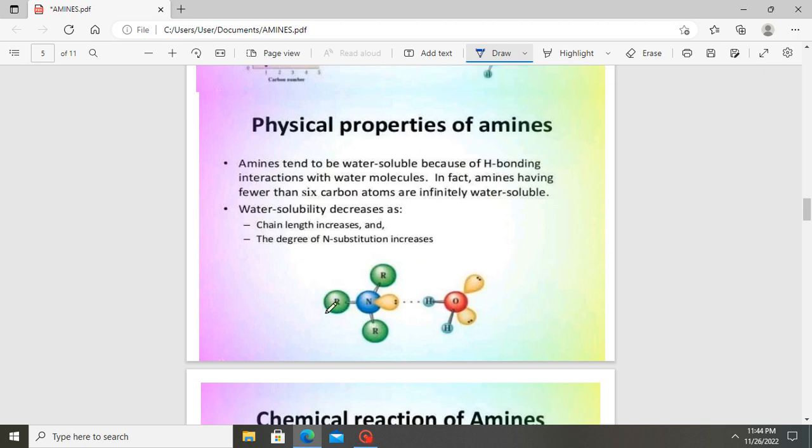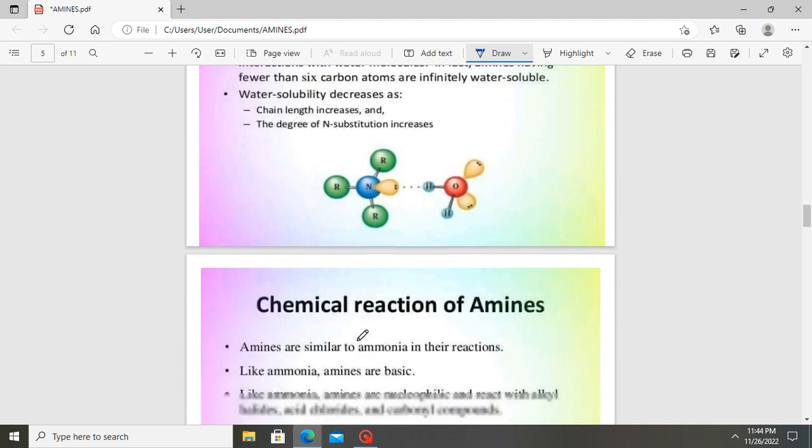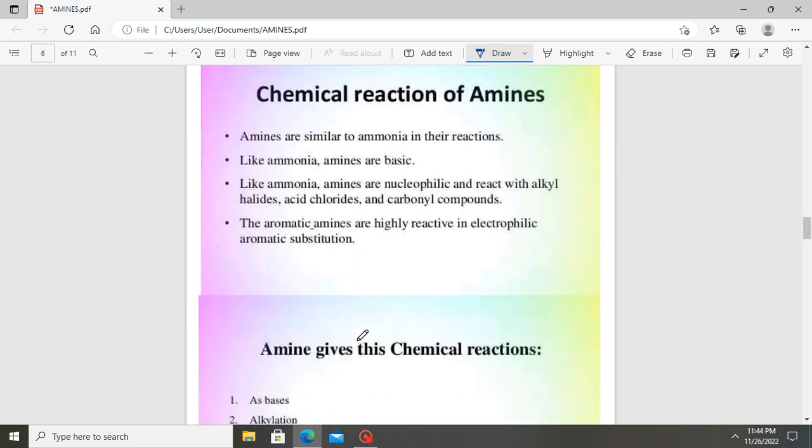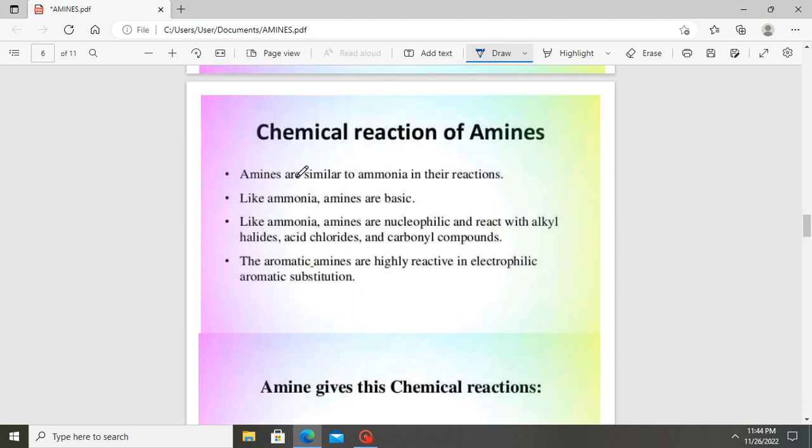So tertiary amines will be less water soluble as compared to secondary amines, as also compared to primary amines, if they all have, let's say, a comparative molecular weight. Now let's go through some chemical reactions of amines, the kind of reactions that amines can undergo in organic chemistry.